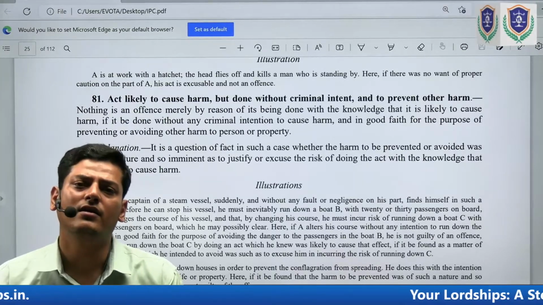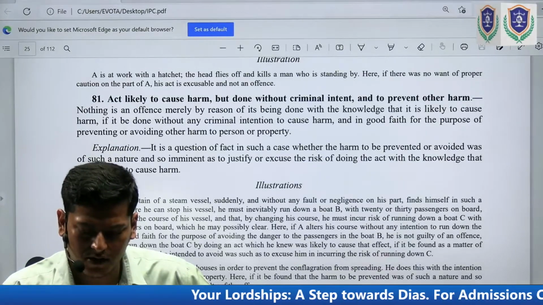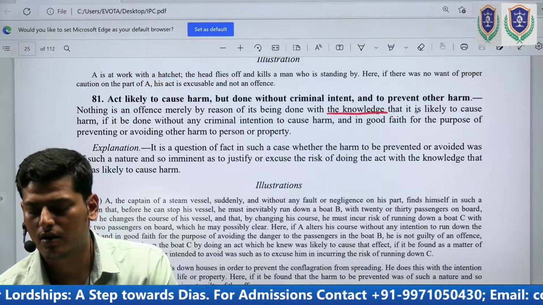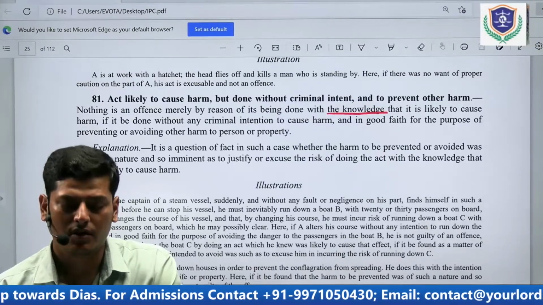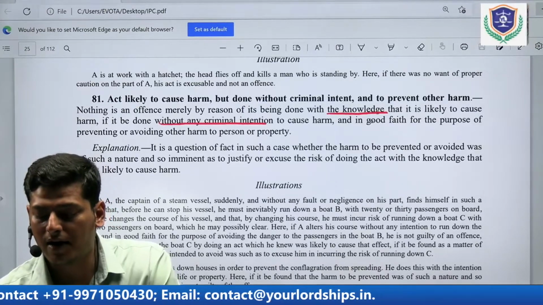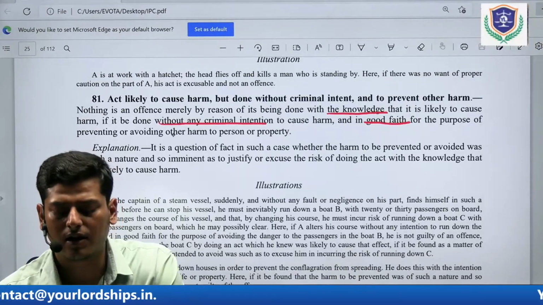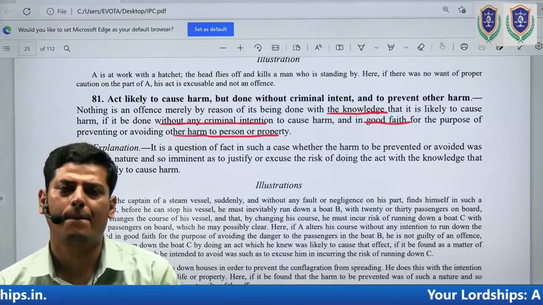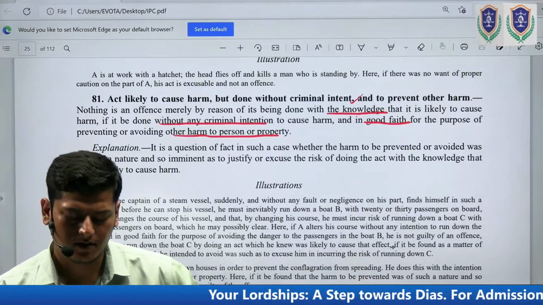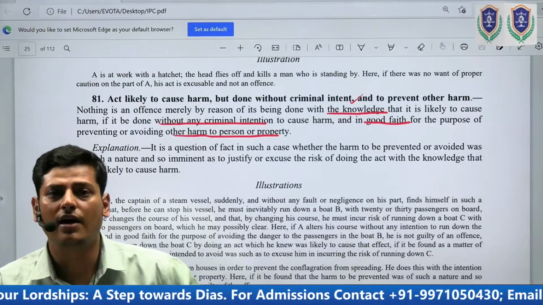If good faith is missing, section 81 will not be available to you. It says that nothing is an offense merely by reason of it being done with the knowledge that it is likely to cause harm, if it is done without any criminal intention to cause harm and in good faith for the purposes of preventing or avoiding other harm to the person or property. So very simply, the essentials are that knowledge might be present that your act is likely to cause harm, but criminal intention should be missing and good faith should be present.